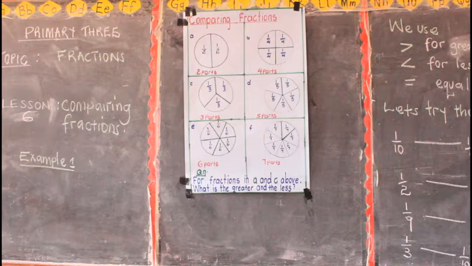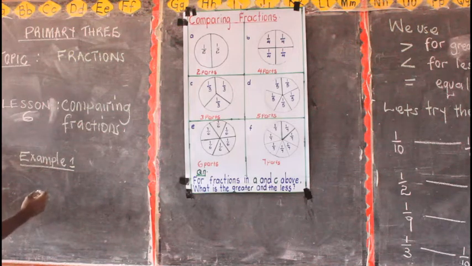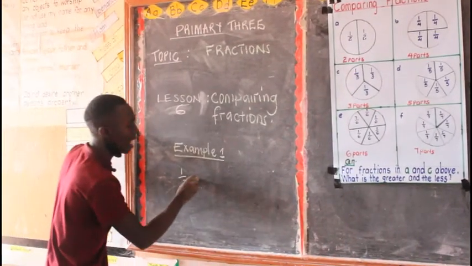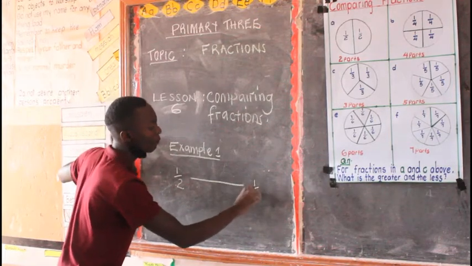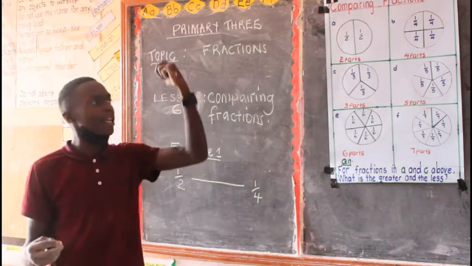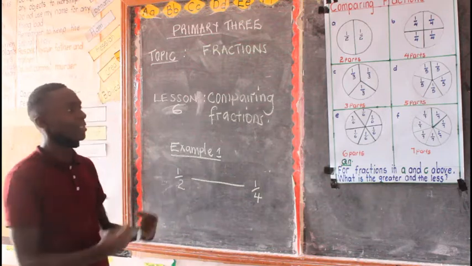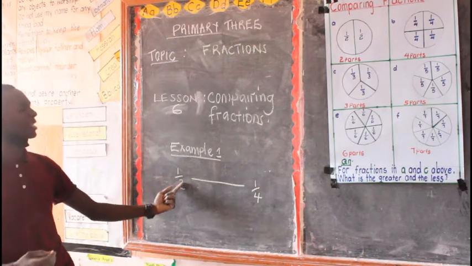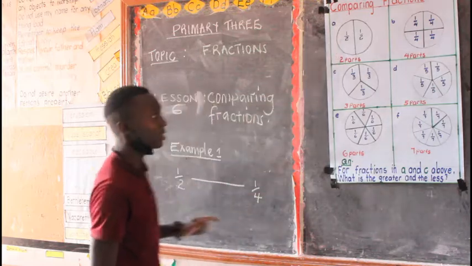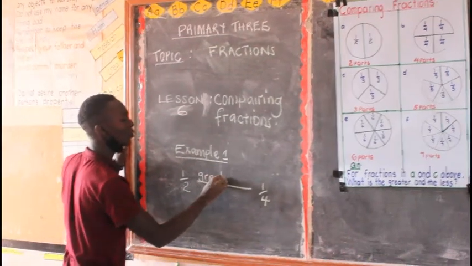We can get examples here. The examples are 1 out of 2 dash 1 out of 4. You are asked to use greater than or less than. 1 out of 2, 1 out of 4. Use greater than or less than. So 1 out of 2 is greater than this one. Since 1 out of 2 is big, you will say 1 out of 2 is greater than. You just write the word greater than.